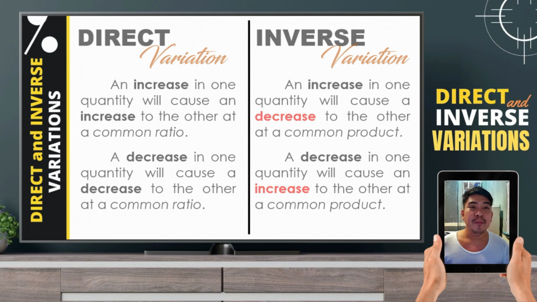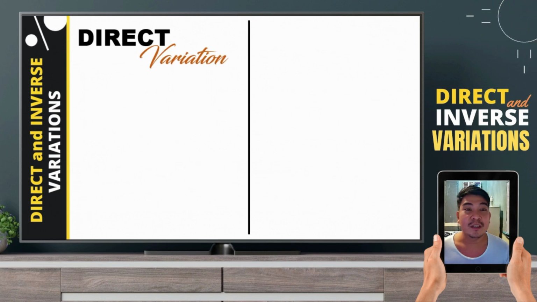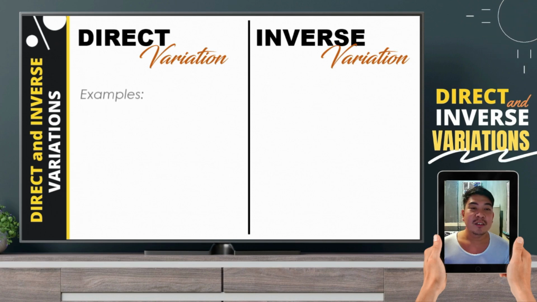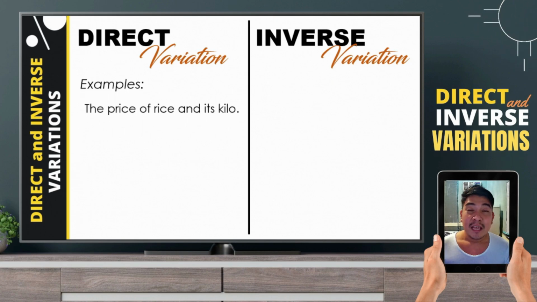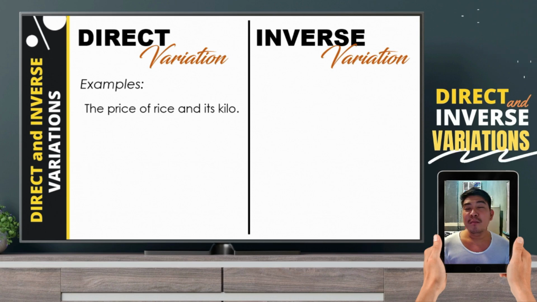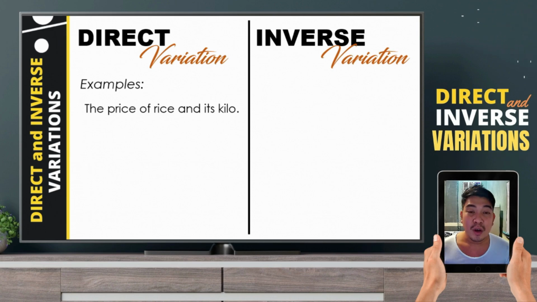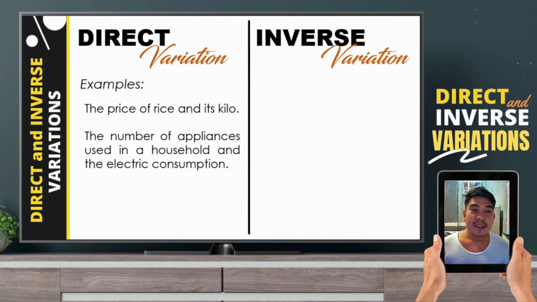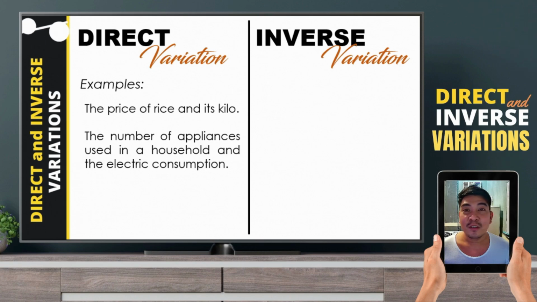So what are the examples of direct and inverse variation? Doon muna tayo sa direct variation. So here are some of the examples. The price of the rice and its kilo. Siyempre, the more na mas marami yung kilo na bibilin mong bigas, marami rin or mas mataas din yung babayaran mong presyo. And then, the number of appliances used in a household and the electric consumption.